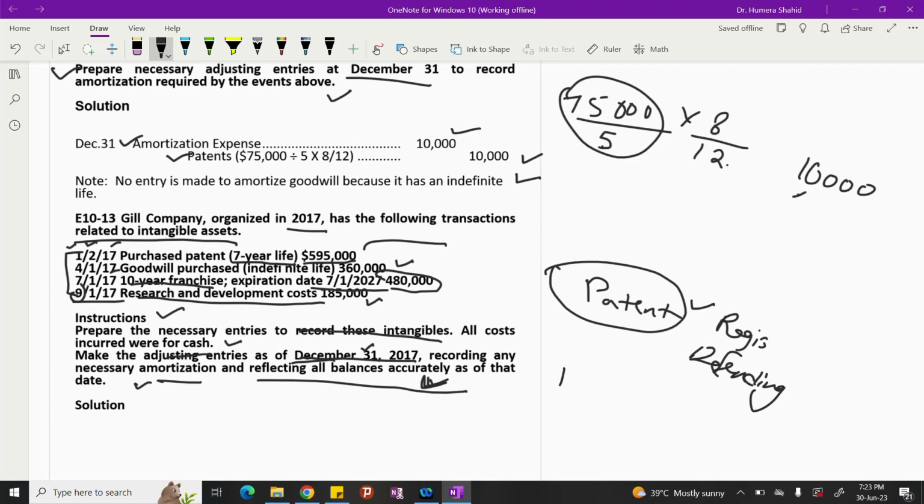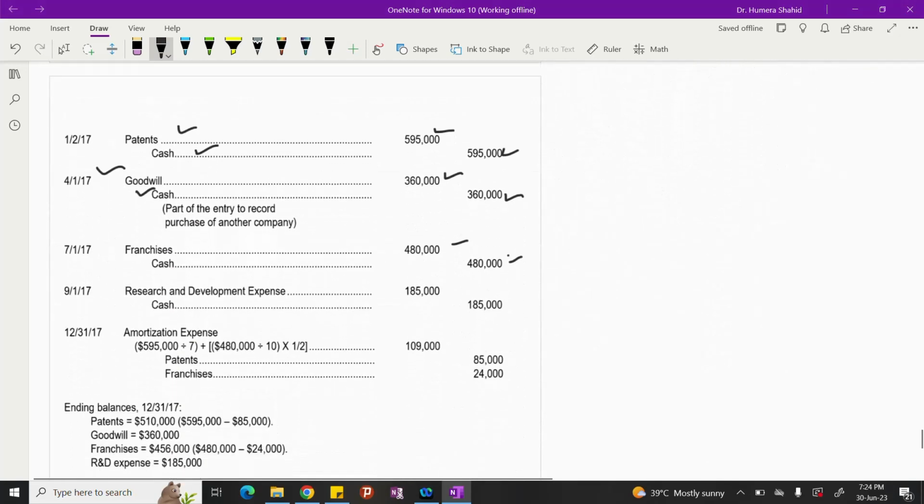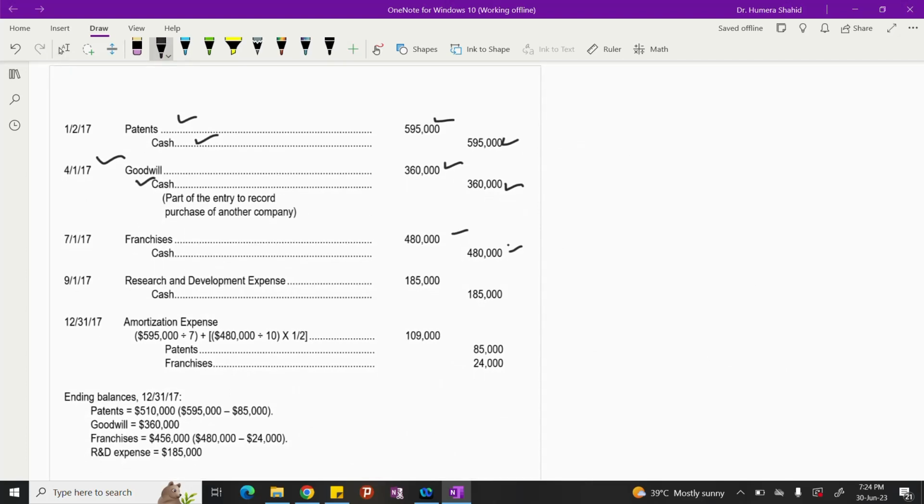All the R&D cost, which is research and development cost, is expensed. We do not add it to the cost of patent. So this R&D is expense for us. So expense gets debit and cash gets credit. So if you see here, research and development expense gets debit, cash gets credit, 185,000.